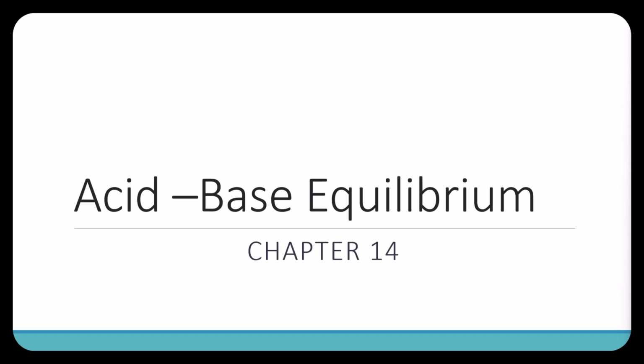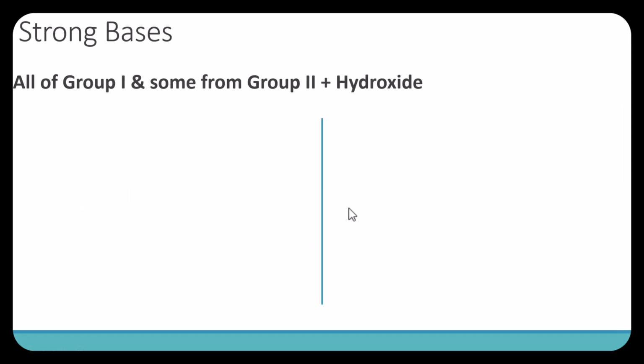In the last video, we looked at strong and weak acids. We are going to take the same route through this one, but we're going to talk about strong and weak bases. So strong bases, again, we need to identify strong, and if they are not strong, then they will be weak.